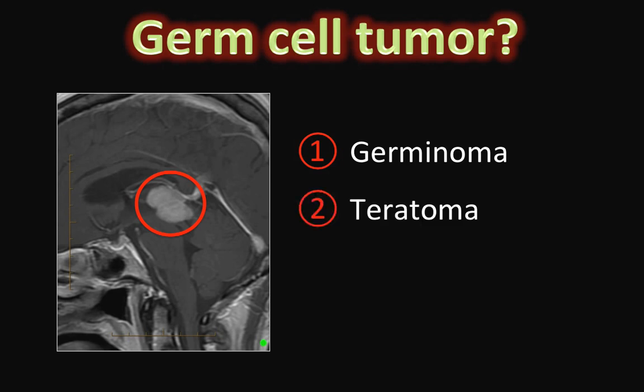The second most common type of germ cell tumor occurring in the pineal gland region is a teratoma, and these are more characterized by being heterogeneous, containing various components such as solid components, calcifications, cystic components, and fat. There are a few other germ cell tumors, but if you know germinoma and teratoma, you're good to go.